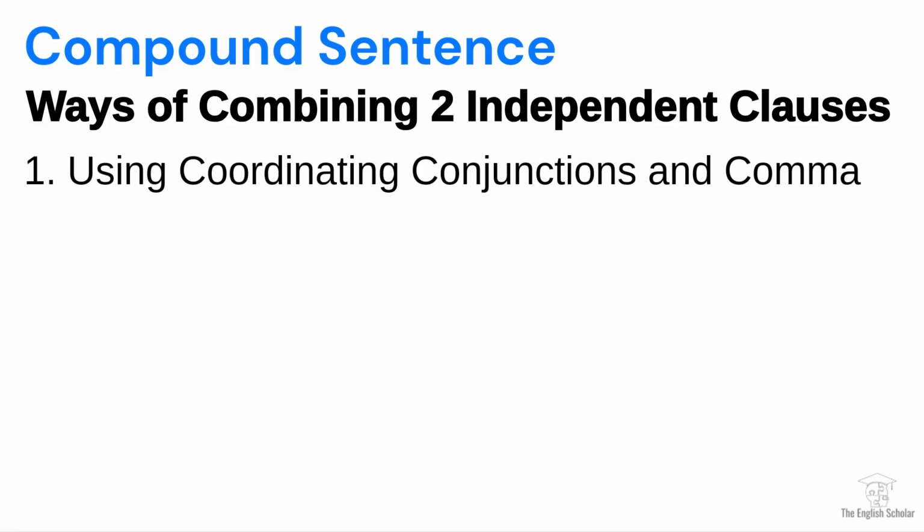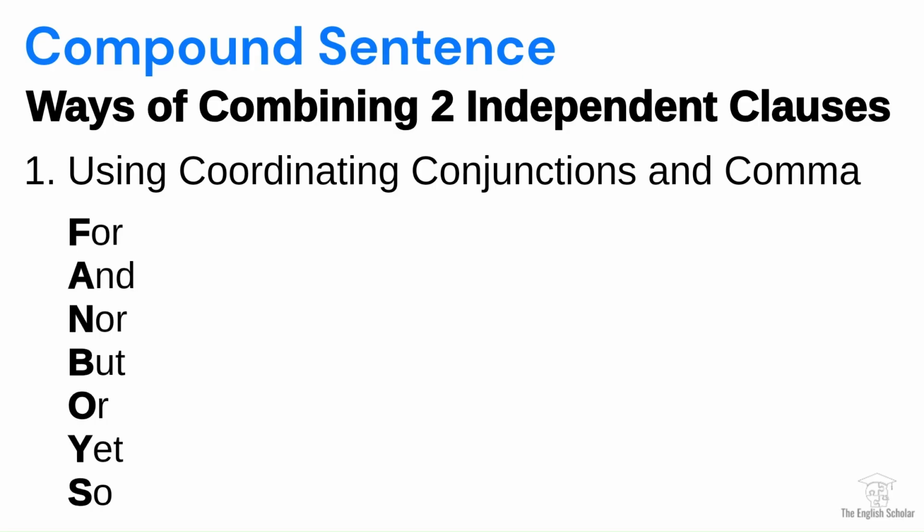Number 1. By combining independent clauses using coordinating conjunctions. Coordinating conjunctions are the conjunctions abbreviated into FANBOYS, which stands for for, and, nor, but, or, yet, and so. Depending on the meaning we want to convey, we use these conjunctions to connect the two independent clauses, and they are put in between with a comma before them.